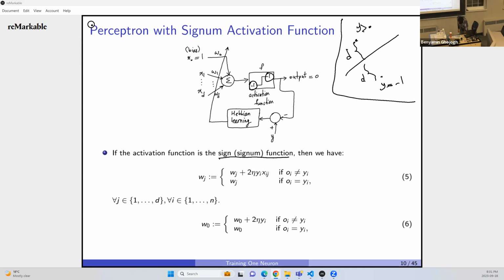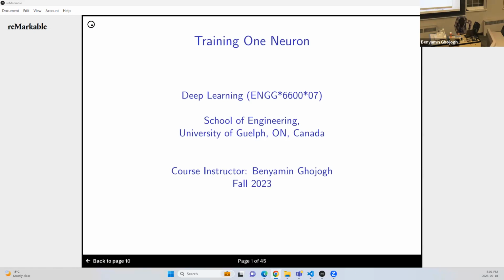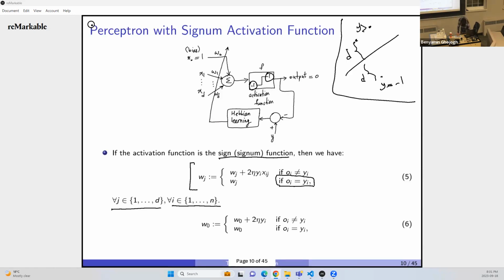So for the sign function, the formula becomes this: Wj equals Wj plus 2 eta yi xij if oi is not equal to yi. Otherwise, when this is exactly the desired thing, you don't change it. You do this for all the features and all the data points. And for W0, your xij is 1, so it's simplified in this way.